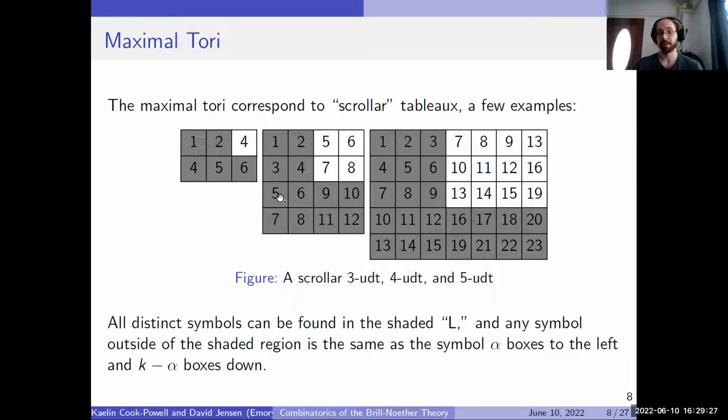So for instance, in this middle tableau, I can move over 2 and up 2. And I see that 5 repeated. And the same thing holds for every other repeated symbol. The 6, 7, and 8, I see that same exact symbol repeated as I move over 2 and up 2. And for the third example, it is 1, 2, 3, 4, 5, 3 over and 2 up. Now these end up being the maximal tori. And it takes a little bit of work to see that is true.